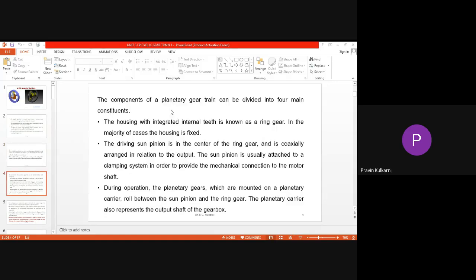Now, we have seen the components of a planetary gear train are divided as housing, internal gear, that is the ring gear, then the driving gear, which is the sun, the pinion. During operation, the planetary gears, which are mounted on a planetary carrier, roll between the sun pinion and the ring gear. The planetary carrier also represents the output shaft of the gearbox.